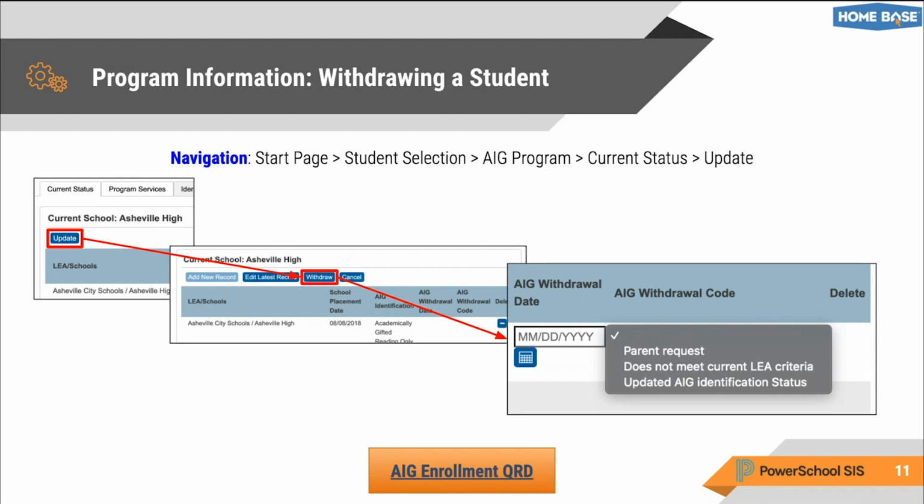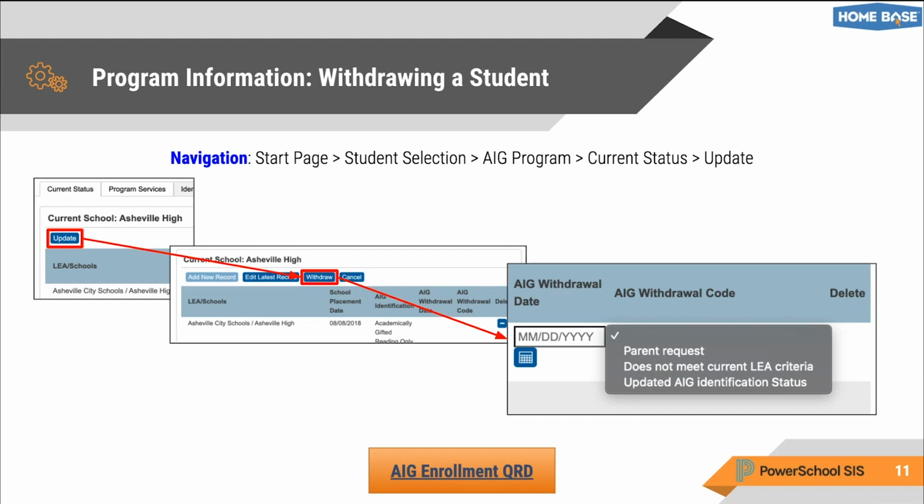And that is going to pop up on the latest record, and will allow you to populate the withdrawal date, and you can select the withdrawal code. So for example, if a student was being newly identified in a different area with a different code, you would choose that 3rd withdrawal code for updated identification status.